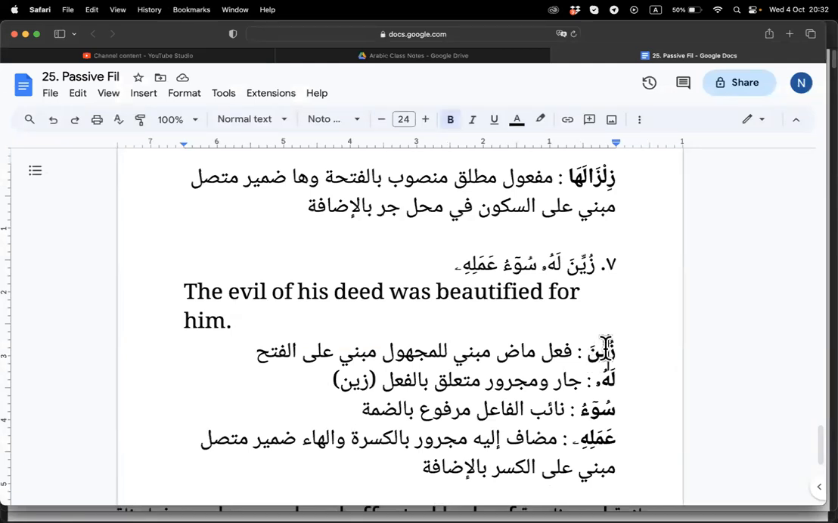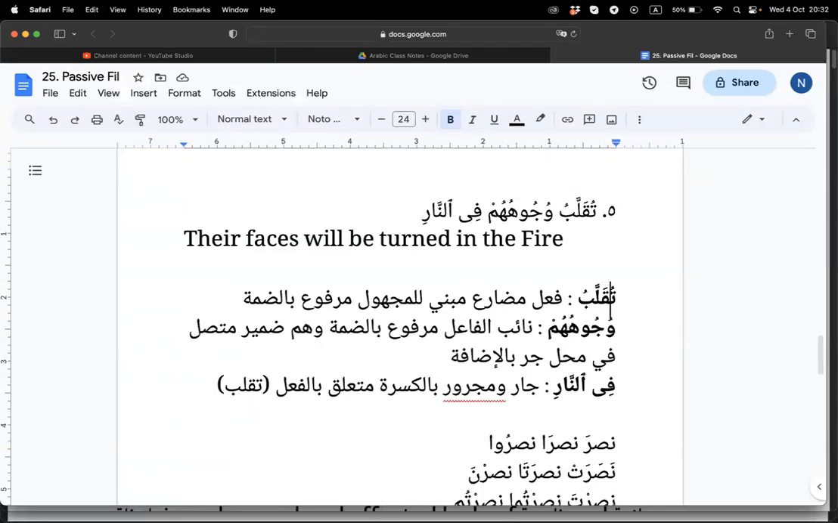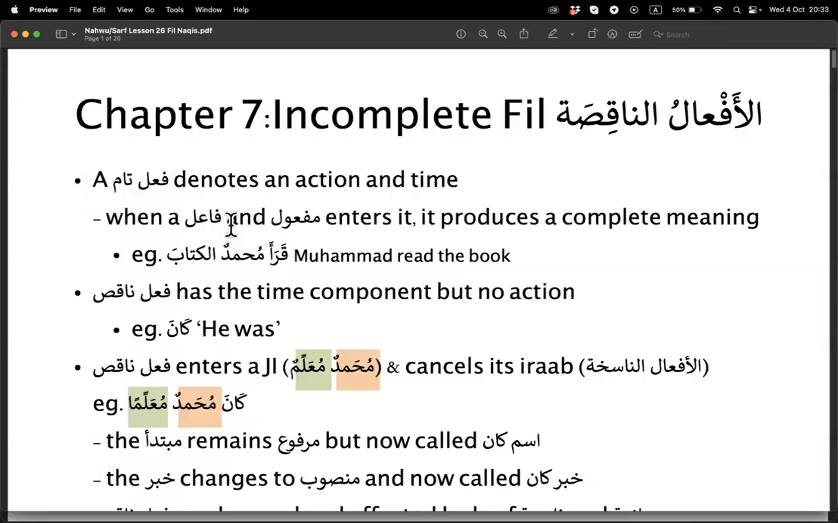Then there's an action for it, the action of beautification here, zuzila, the shaking, here to turn, right? There's an action with the fi'il. But for fi'il naqis, it has a time component, meaning it's madi or mudhari, but there is no action. So for example, kana.